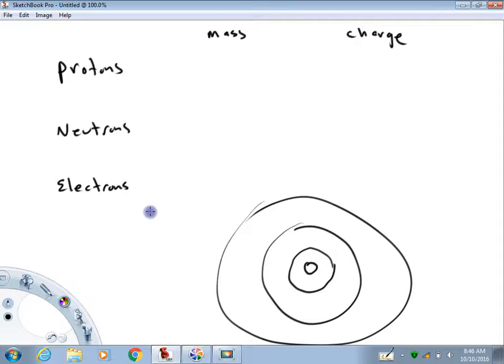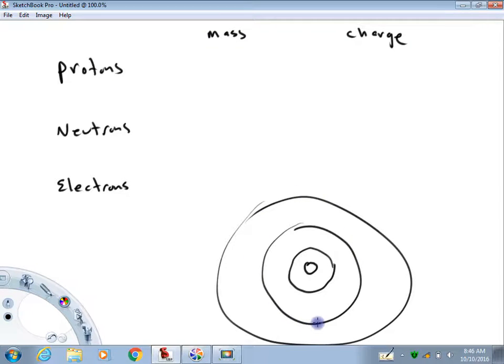For at least right now, you can think of it as a little solar system. Our solar system has the sun in the center and then the planets orbiting. In this example, the sun would be where the protons and neutrons would be, and the electrons would be the planets orbiting around. Now there are major differences, but at least for right now, that's a reasonable place to start.